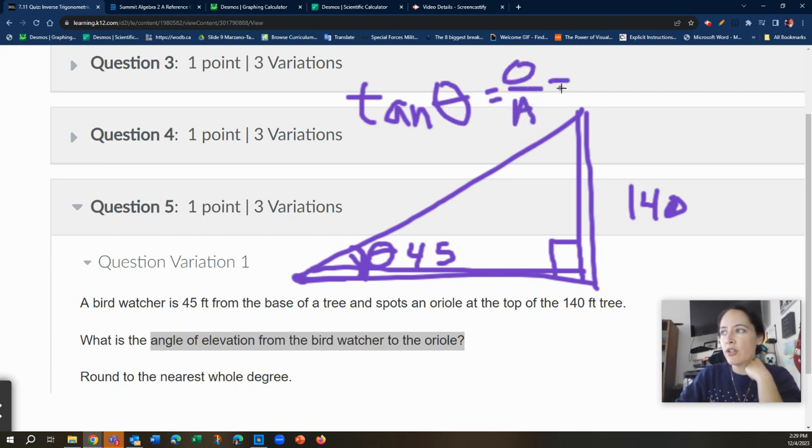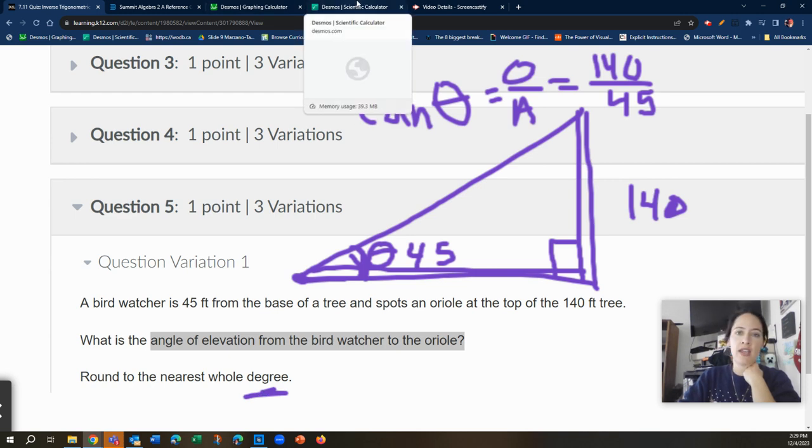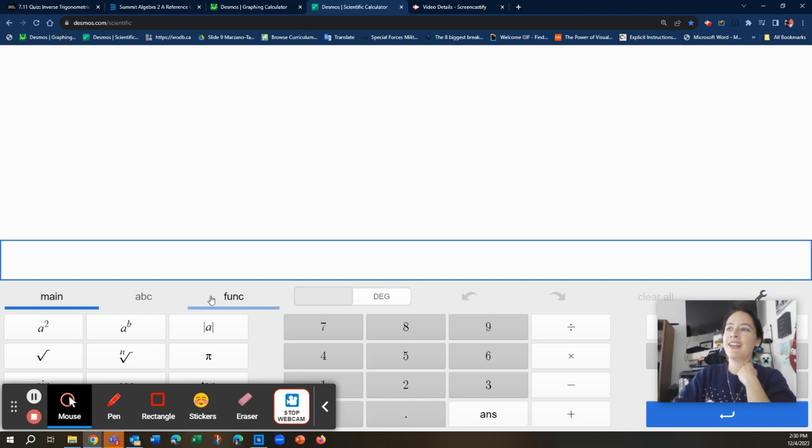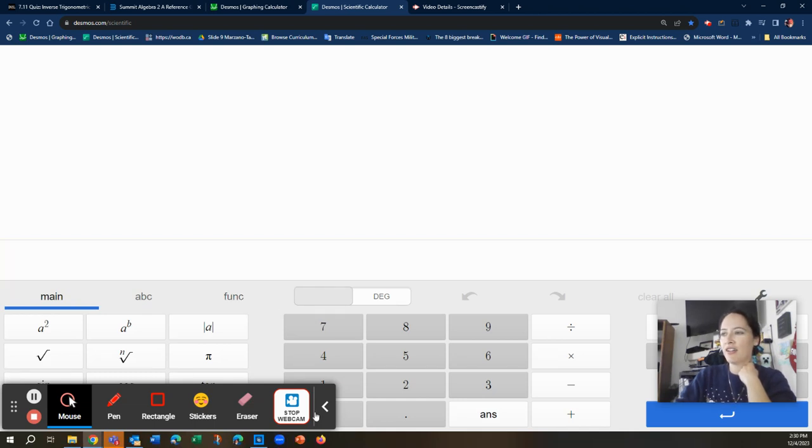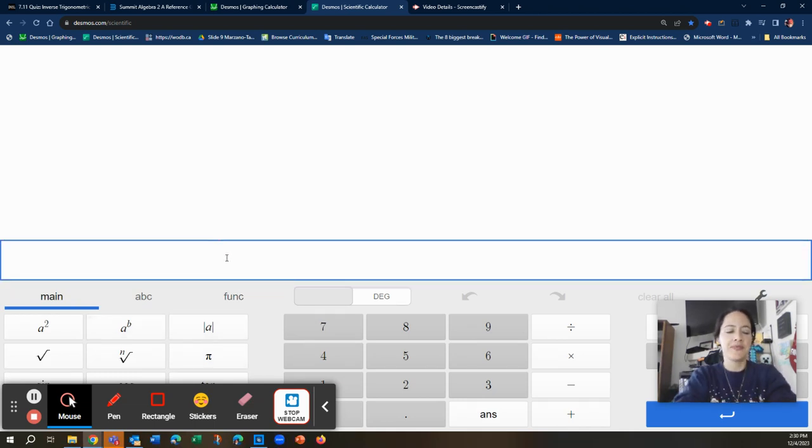Well, that's cool. We know what the opposite is. It's 140. We know what the adjacent is. It's 45. We want to know what the angle is, though. Not to worry, we can take the arc tangent, the inverse tangent of 140 over 45. They want it in degrees. Let's go to our nifty calculator, 140 over 45. Okay, arc tangent, boom.